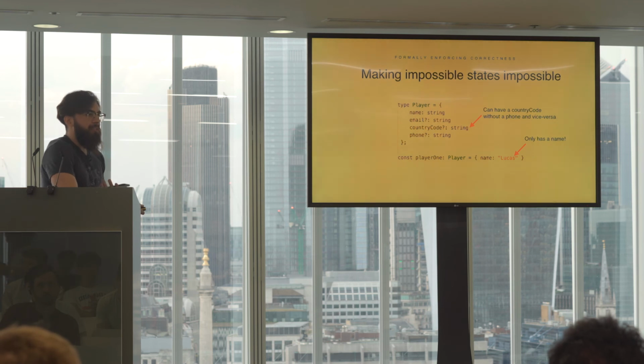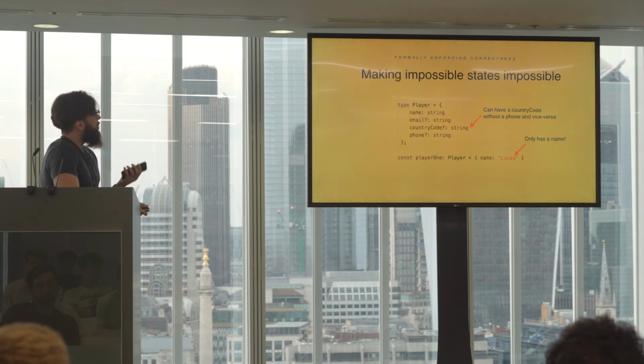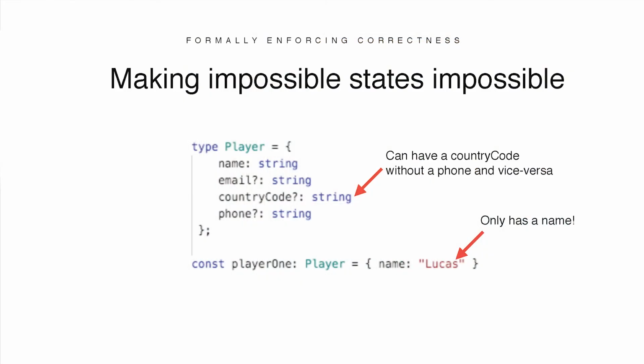So making impossible states impossible is about constraining your states in such a way that they cannot even get to be wrong, right? For example, if you have a type player, which has a few pieces of information like the country code, a phone, and an email, all those are contact information. There are a few problems with that if those are optional. If we want a player to always have a contact, with these types we can have a country code without a phone, and vice versa. We can have none of those properties, and we can have a player which only has a name, for example.